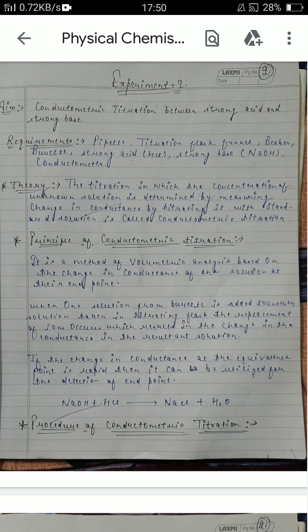Theory: the titration, in which the concentration of an unknown solution is determined by measuring the change in conductance by titrating it with a standard solution, is called conductometric titration.